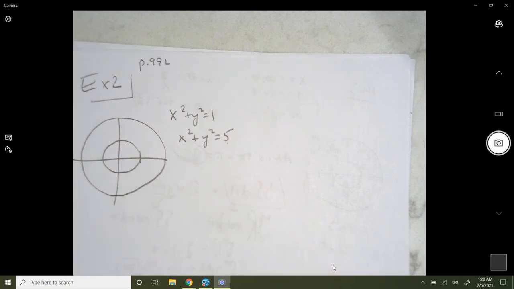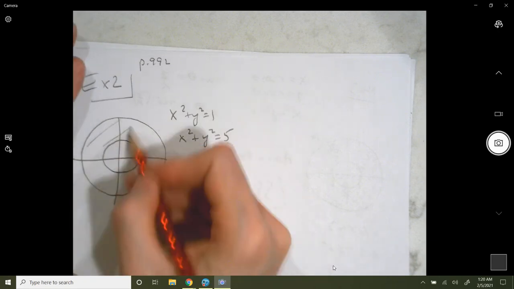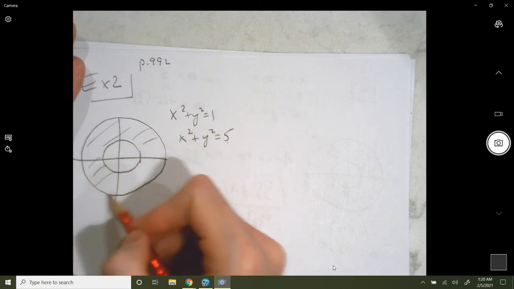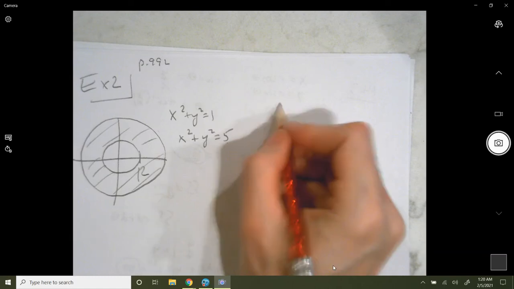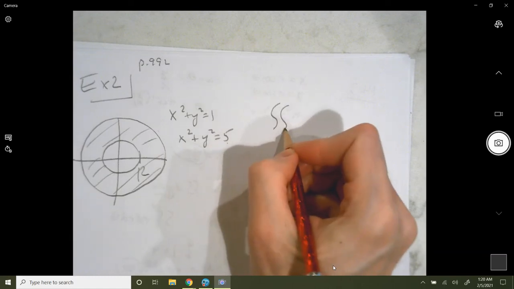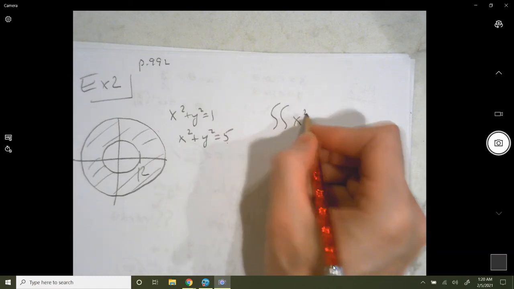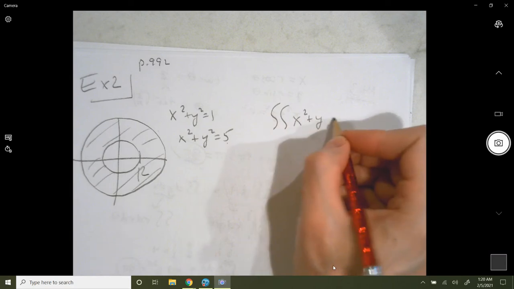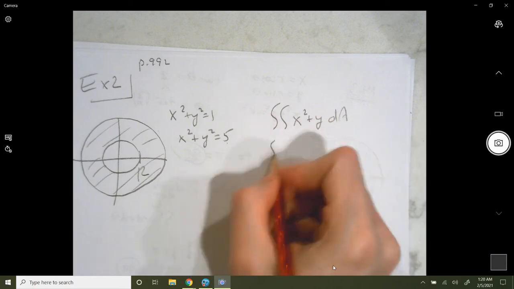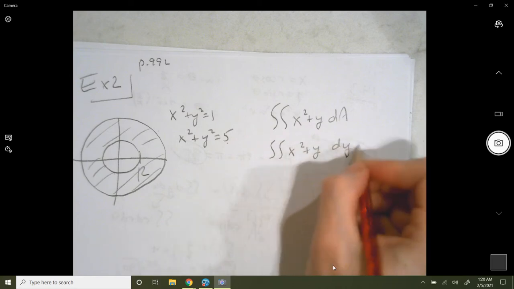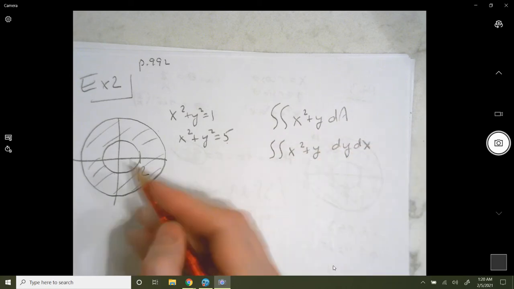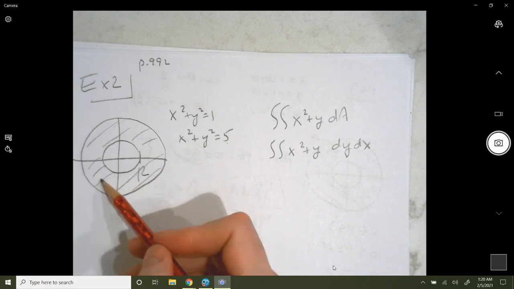But now we're not finding the area. We're still going to find the region, where our region is the region in between these two. But what we're going to do is find the double integral of a function. Our function is x squared plus y times your dA. So x squared plus y dy dx. Okay. From the shape of this region, that's pretty clear. You're probably going to want to use polar coordinates.